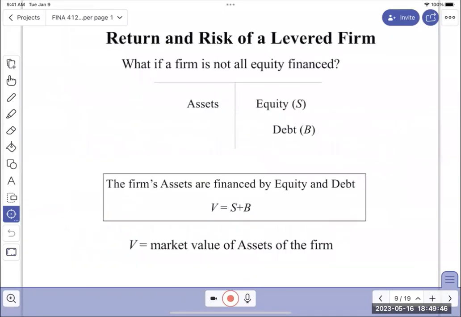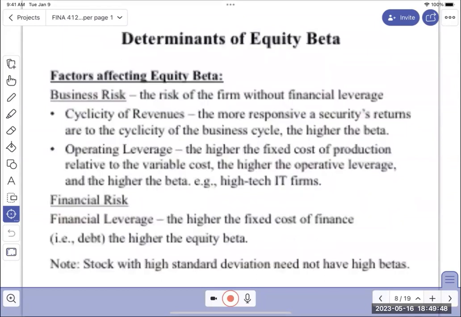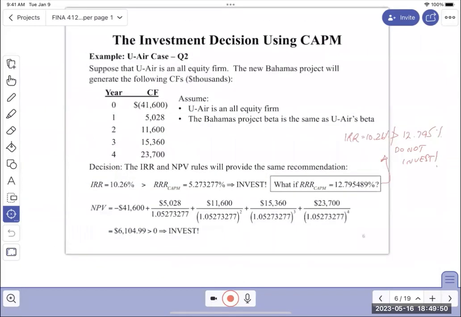Okay, so there's two things I'm going to introduce here. I'm not going to do it one at a time. I'm going to introduce the idea that UAIR's beta is different from the Bahamas Project beta. And I'm also going to introduce the idea that investors in the firm are not only stockholders, that the firm finances its operations with debt as well.